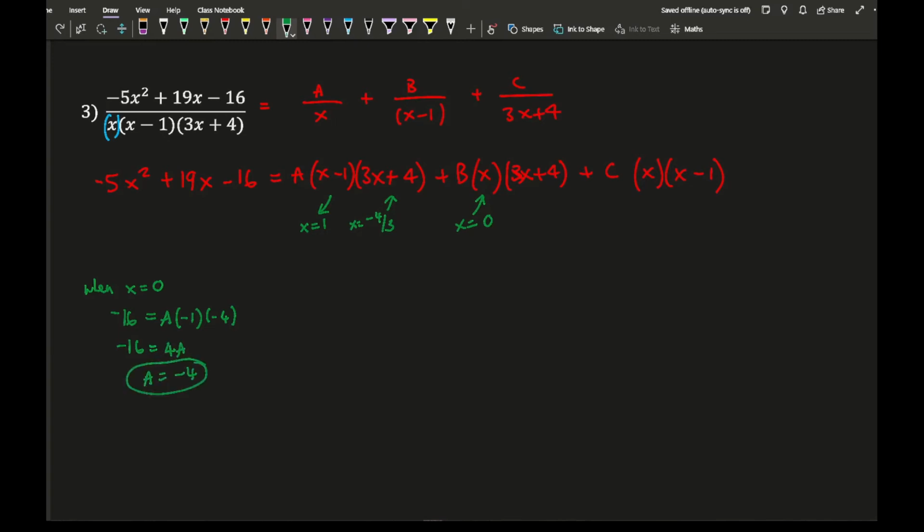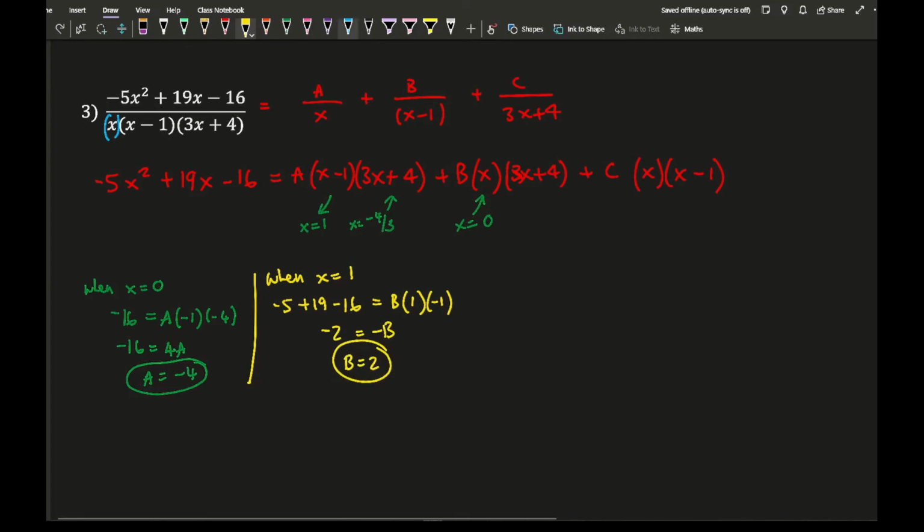First negative, which is not a bad thing. So then when x equals positive 1, the easy ones first, we end up with minus 5 plus 19 minus 16 equals b lots of 1 times 4. So simplifying that, I get minus 2 equals minus b, so b equals 2. And then finally for c, when x equals minus 4 over 3, I end up with 4 over 9c, so c equals 1.